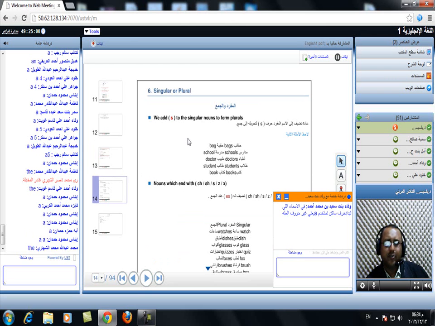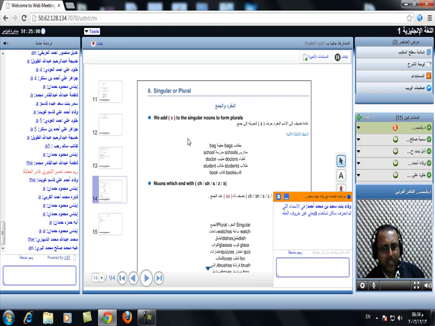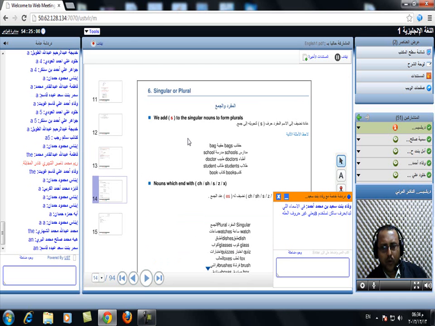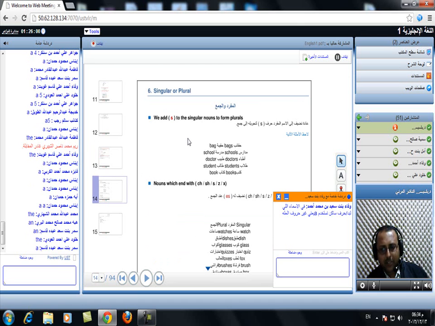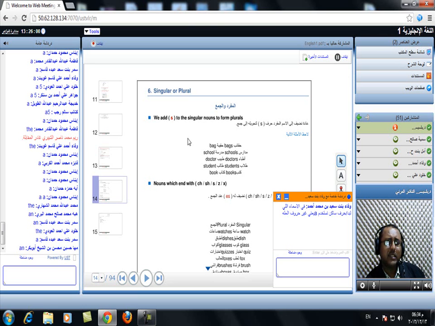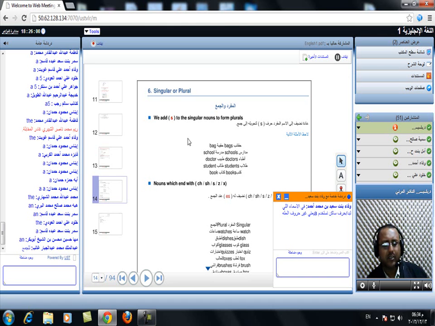Okay, singular or plural. As I told you, today is a revision of the most important topics in English, which form a base for you. Letters, the division of letters into consonants and vowels. Then we revised the articles a, an, and the, and now we are going to revise how to change words into plural. Can you tell me how can we change words into plural? What should we add?